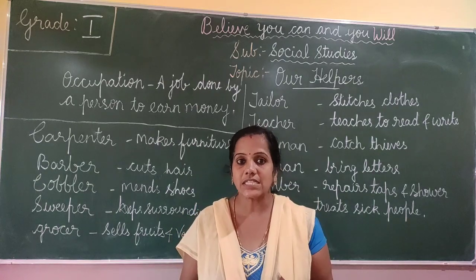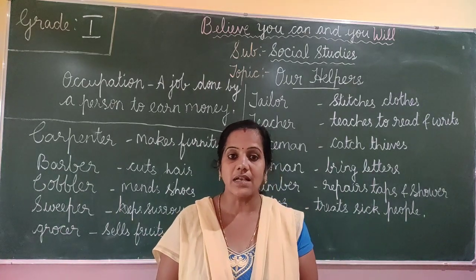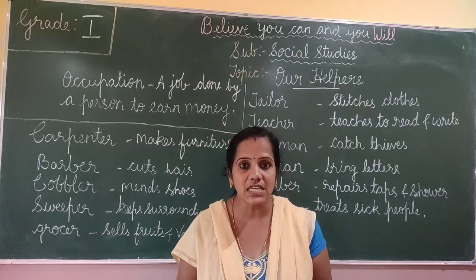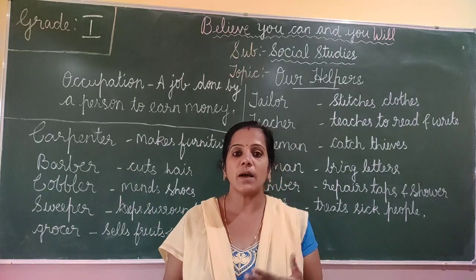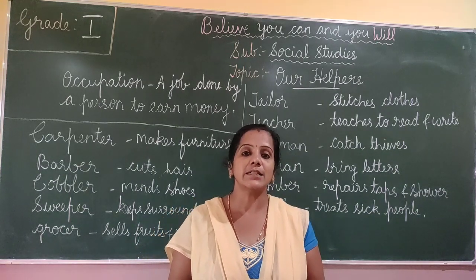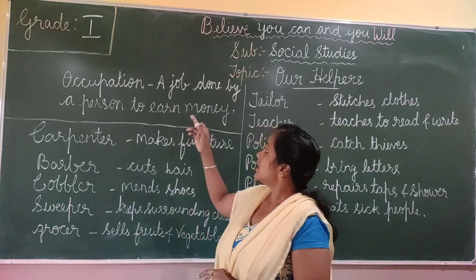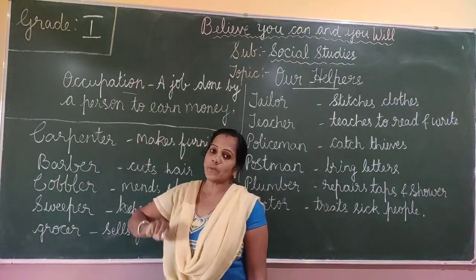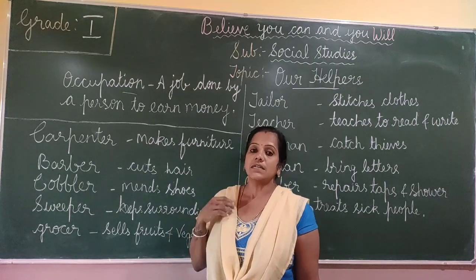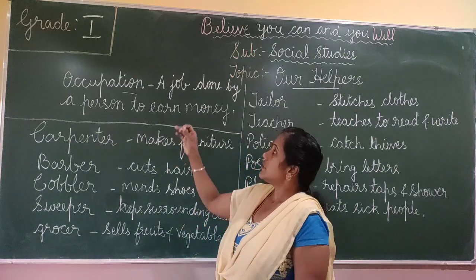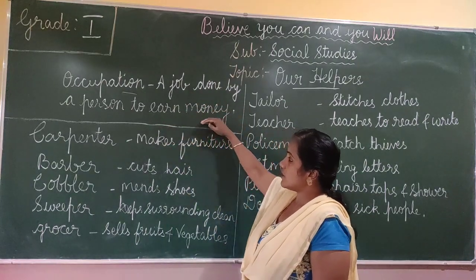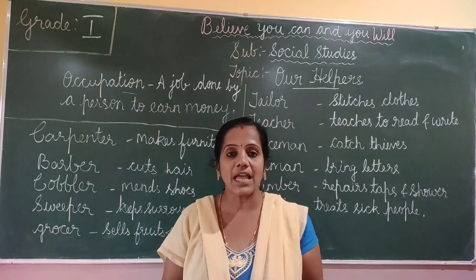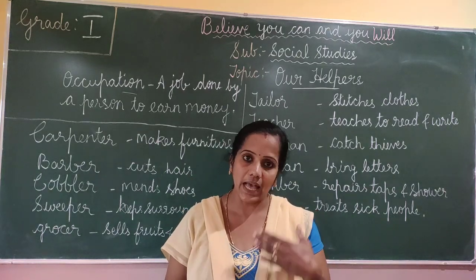So for all these things, we depend upon others. We call them our helpers. These helpers make our life easy and comfortable. A job done by a person to earn money is called his occupation. These helpers render their service to earn money. In this way, we depend upon many helpers to make our life easy and comfortable.